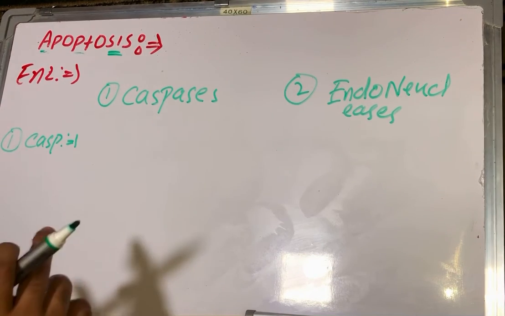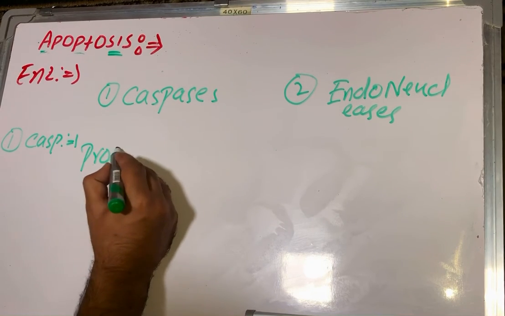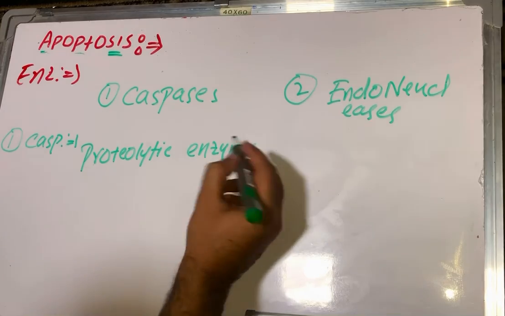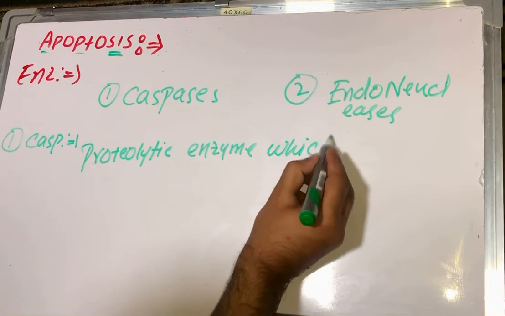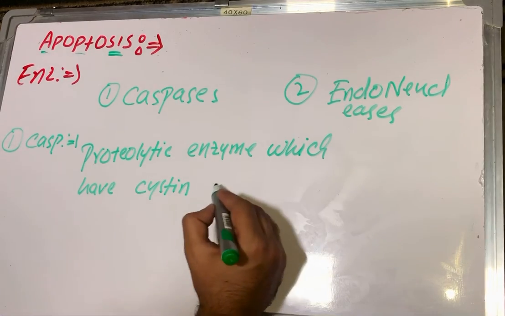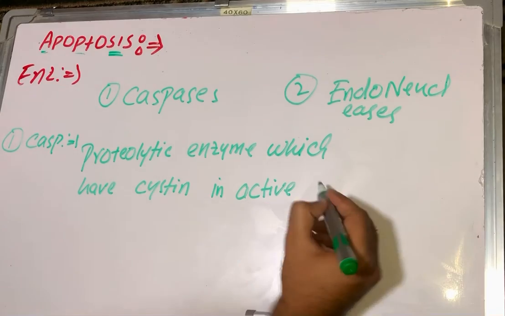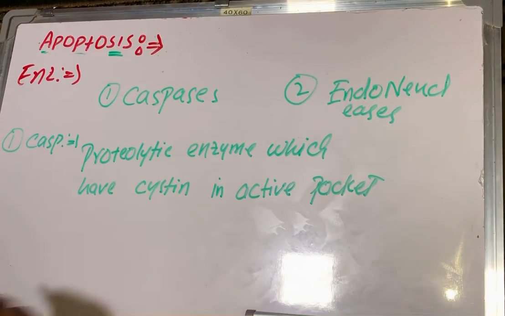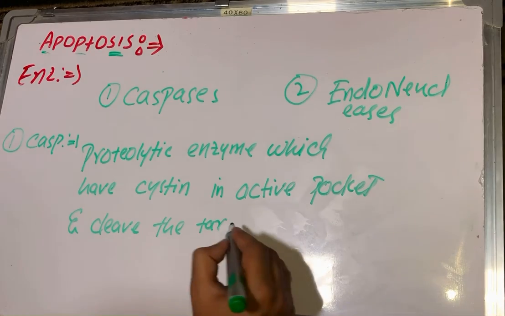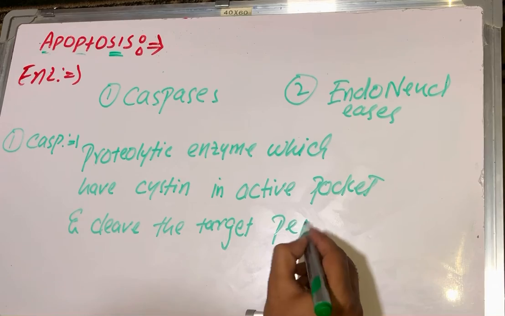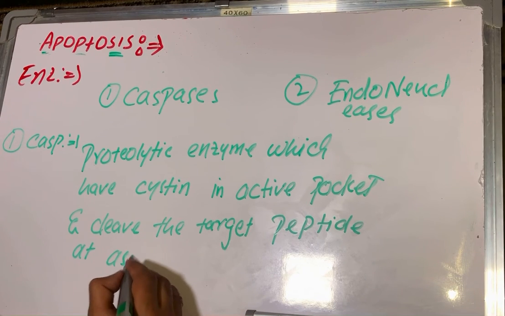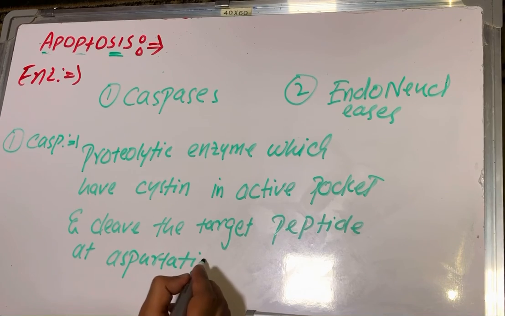What are caspases? These are a family of proteolytic enzymes which have a cysteine amino acid in the active pocket and cleave the target peptide at the aspartate site.